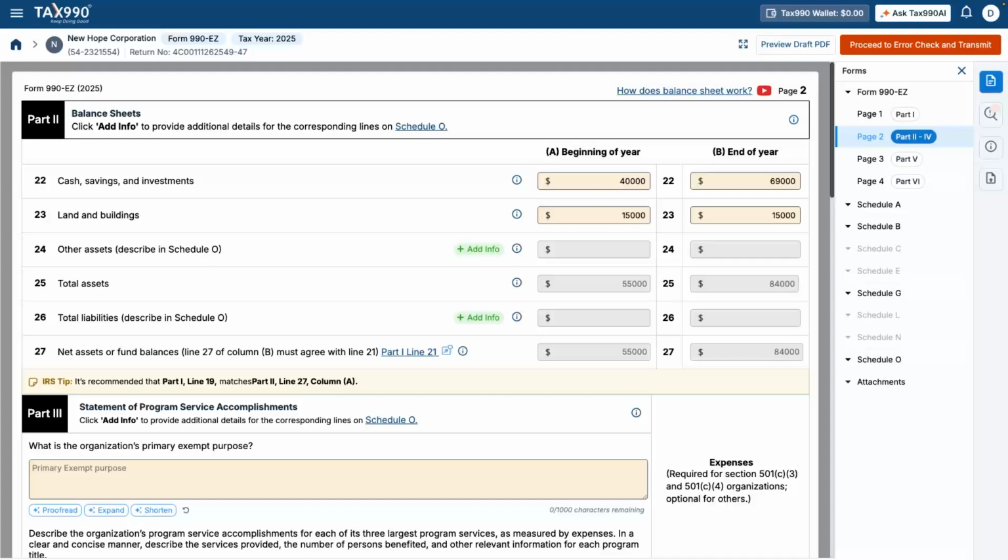Now that the balance sheet is complete and fully reconciled with Part 1, we'll continue with Part 3, Statement of Program Service Accomplishments, and Part 4, List of Officers, Directors, Trustees, and Key Employees. In the next section, we'll describe how the organization used its resources to carry out its mission, and then report key leadership and compensation details to ensure full transparency.